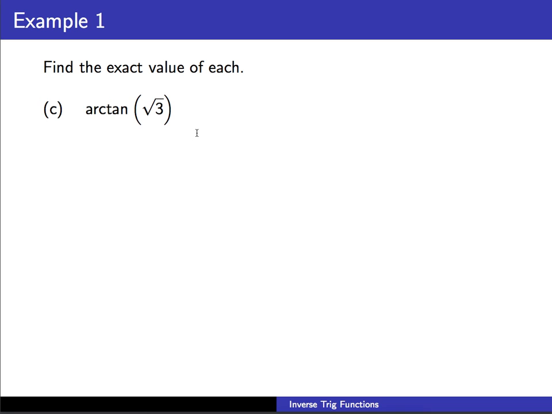Part C, arctan of square root of 3, or inverse tangent of square root of 3 over 1. Here again we have a positive square root of 3, so we can sketch an angle in the first quadrant, where tangent is positive. It is over 1, so y over x for tangent would be square root of 3 for y and 1 for x. So what we're asking is what angle, when we draw it in standard position, has an opposite to adjacent ratio of square root of 3 to 1.